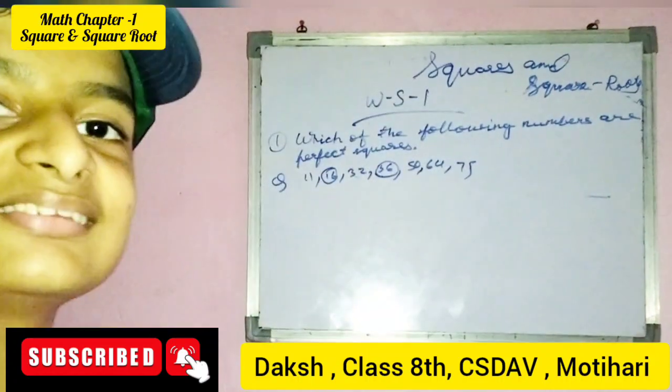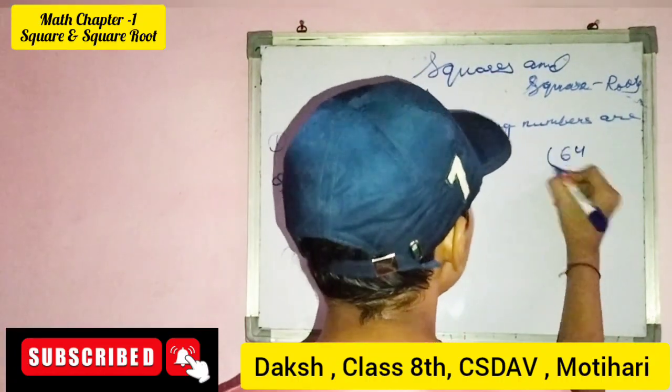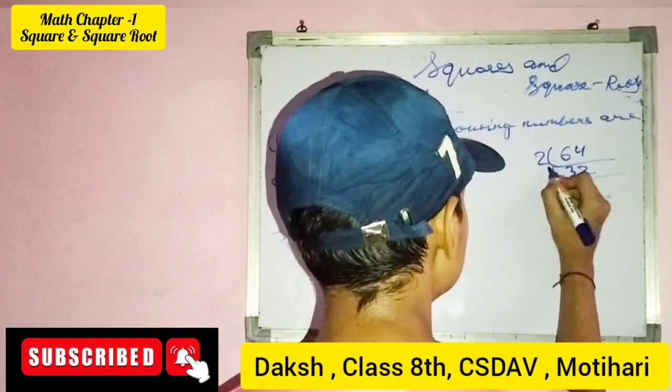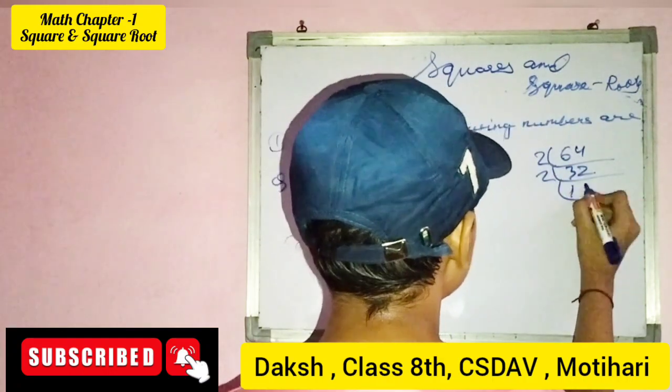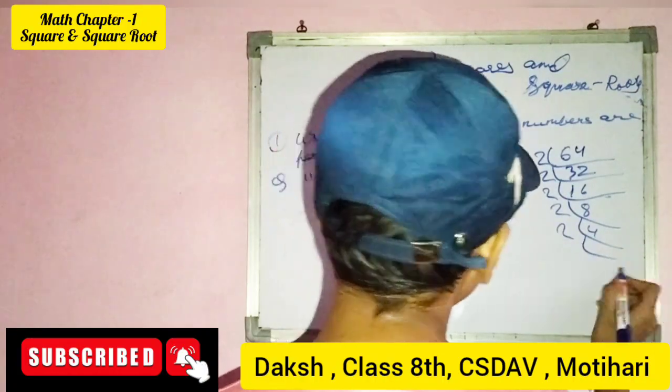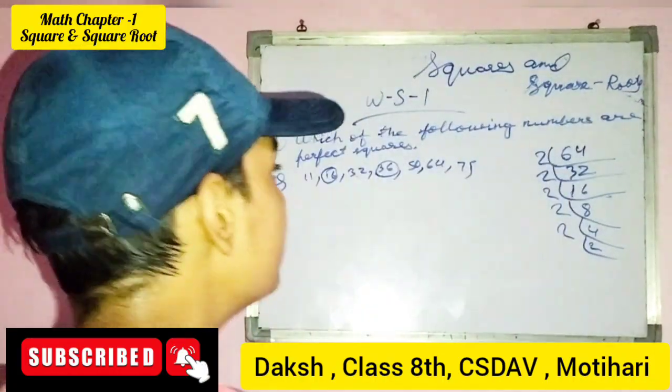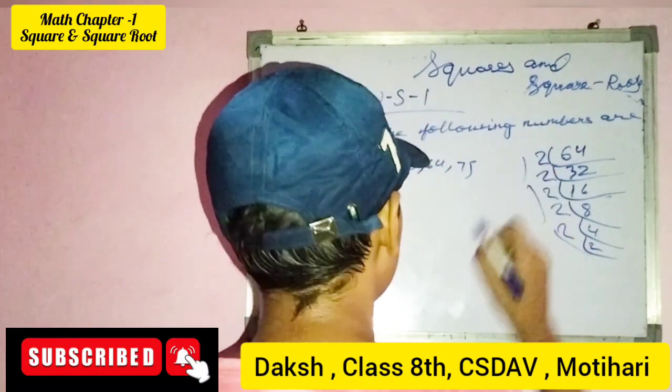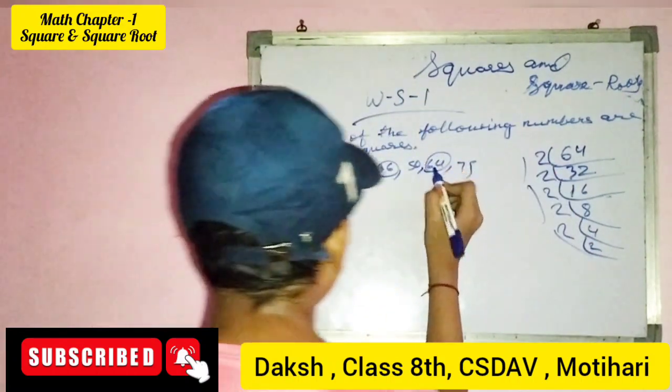Then comes the number 64. 2, 32, 2, 16, 2, 8, 2, 4, 2, 2. Now these numbers occur in pairs. So this number over here is a perfect square.